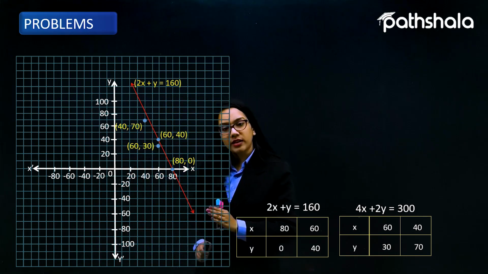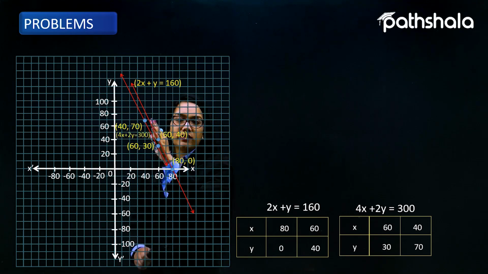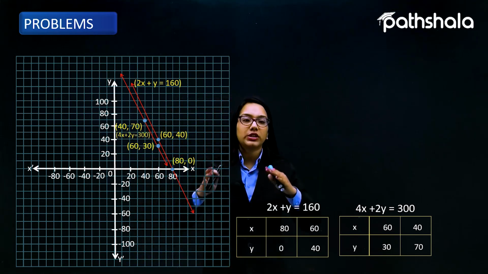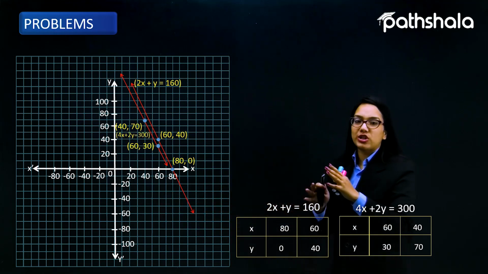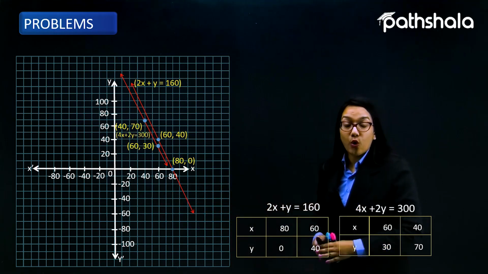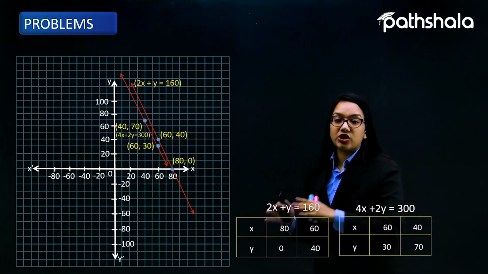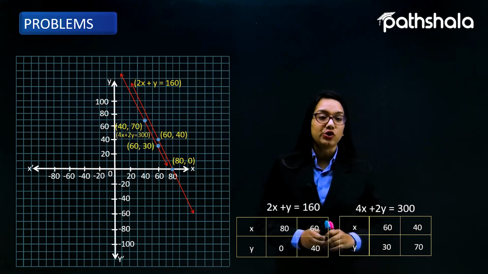So let's join these 2 points together and we are getting this straight line, which is representing 4x plus 2y is equal to 300. So this is the graphical representation of the situation that is given to us. I hope both the representations, that is the algebraic representation and the graphical representation of the pair of linear equations, are all clear to you.